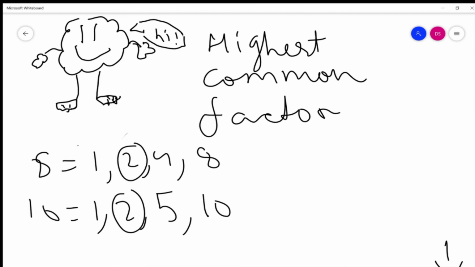The next step is to look for common factors in both of the numbers. So 1 and 2 are common between 8 and 10. So now that we have 1 and 2 as the common factors, we need to look for the greatest one, or the highest one. In this case, it will be 2. Therefore, 2 is the highest common factor.